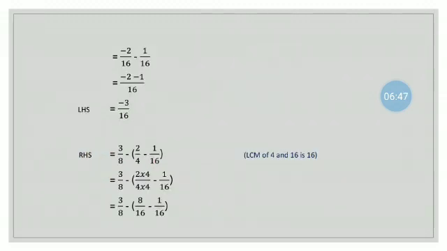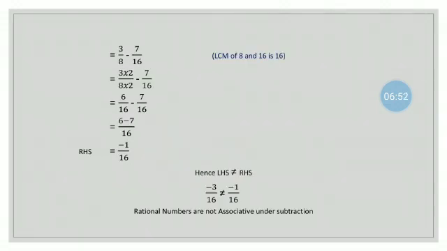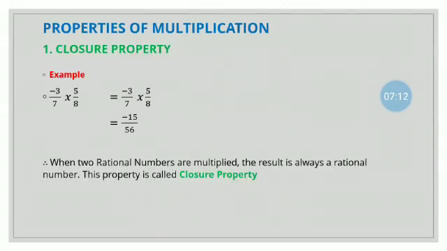Now again here, LHS I got minus 3 upon 16, RHS I got minus 1 upon 16. Are they same? No. Hence LHS is not equal to RHS. Therefore minus 3 upon 16 is not equal to minus 1 upon 16. Rational numbers are not associative under subtraction.